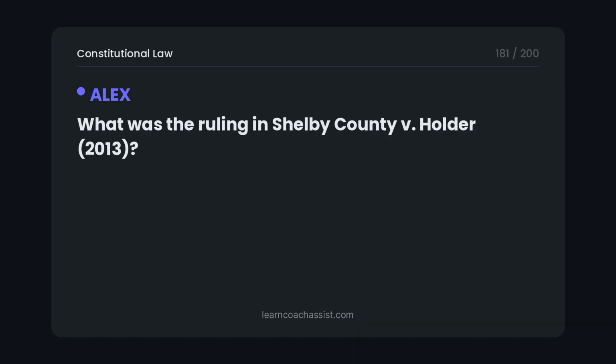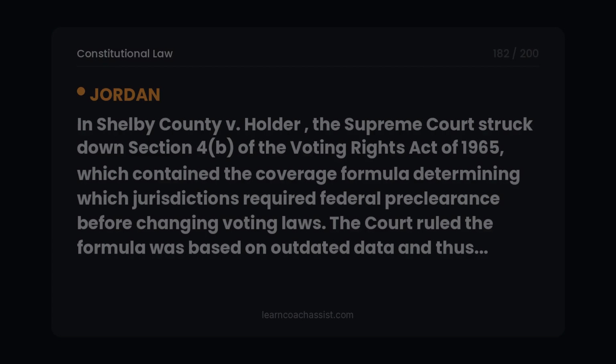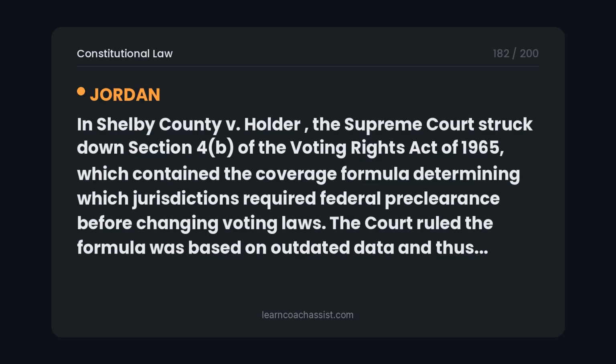What was the ruling in Shelby County v. Holder, 2013? In Shelby County v. Holder, the Supreme Court struck down Section 4(b) of the Voting Rights Act of 1965, which contained the coverage formula determining which jurisdictions required federal preclearance before changing voting laws. The court ruled the formula was based on outdated data and thus unconstitutional.